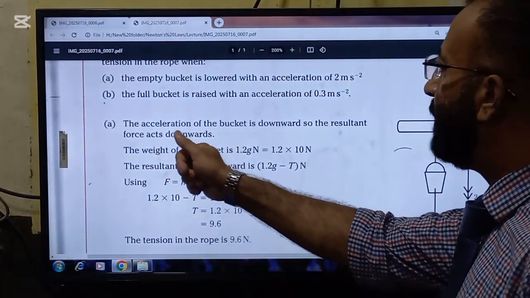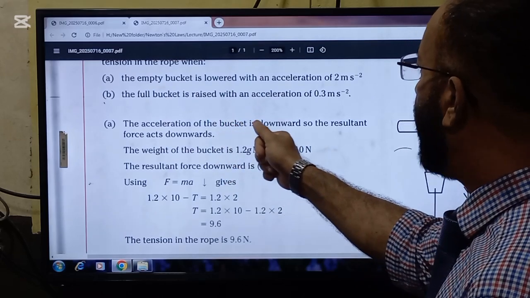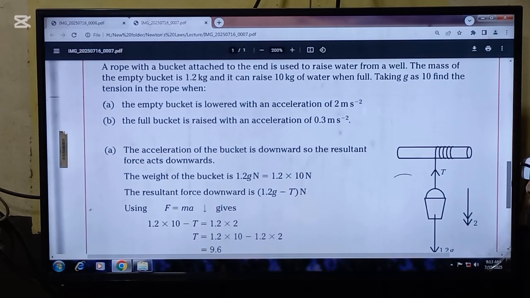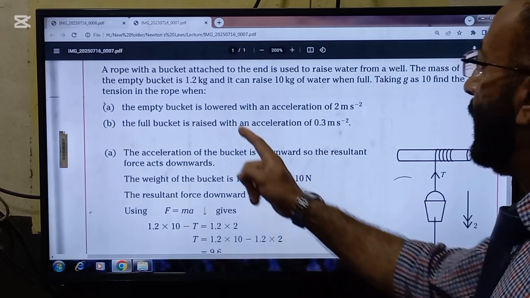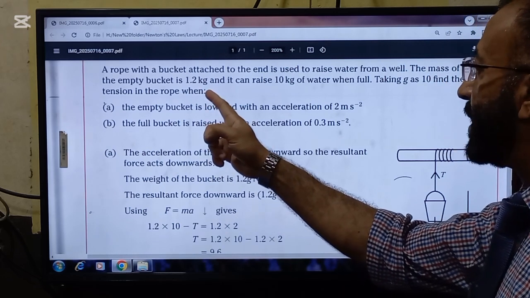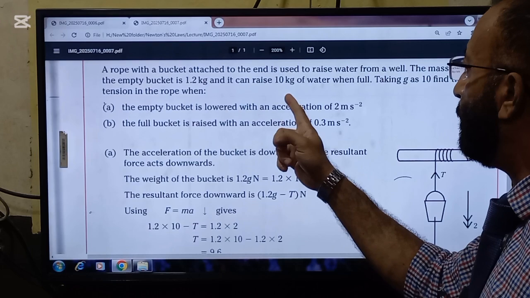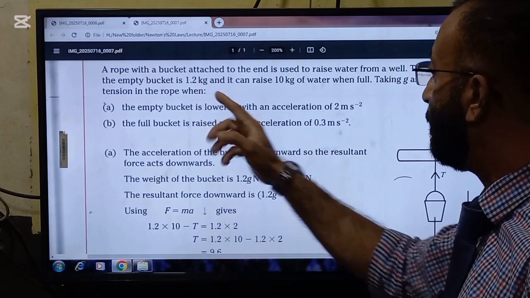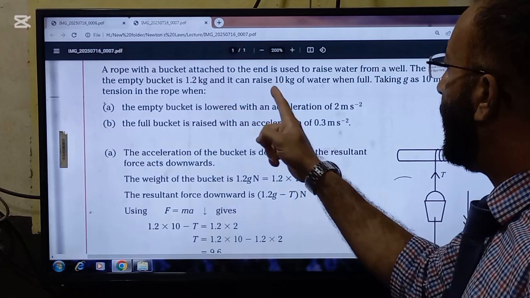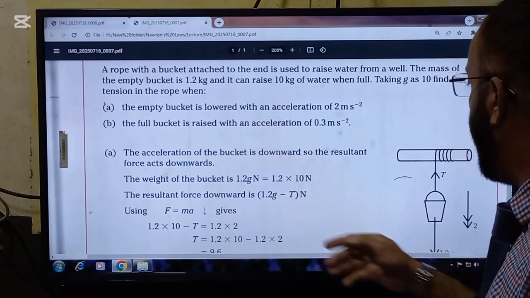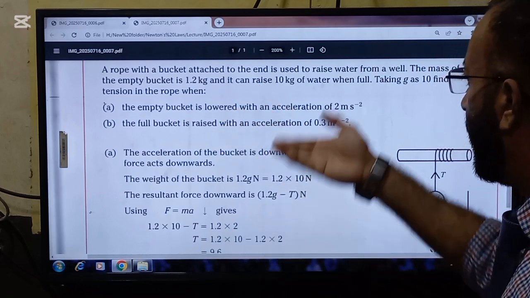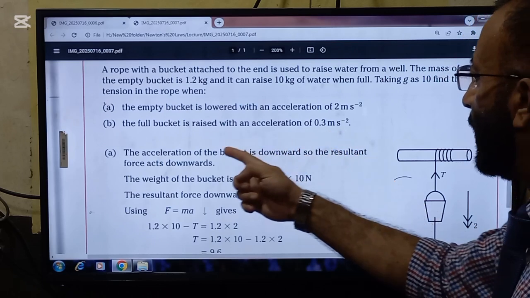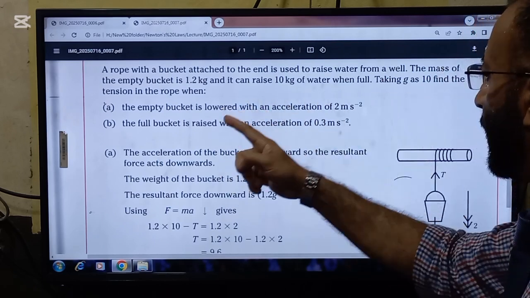Part B: the full bucket is raised with an acceleration of 0.3 meters per second squared. So look now, the empty bucket's mass is 1.2 kg and when full it can hold 10 kg of water. So it means the total mass when full will be 11.2 kg, and now it is raised with an acceleration of 0.3 meters per second squared. The requirement is the tension in the rope.